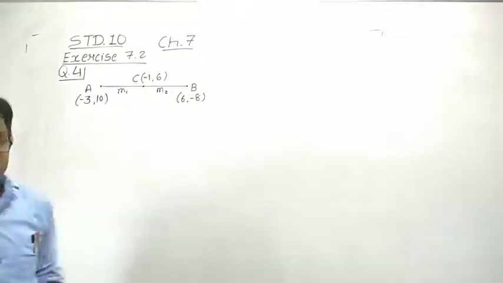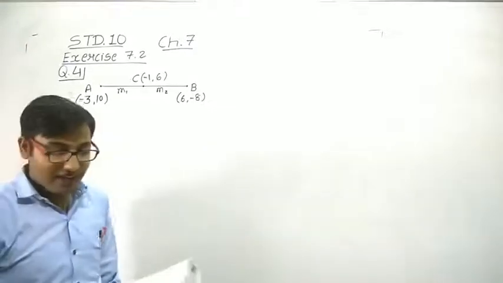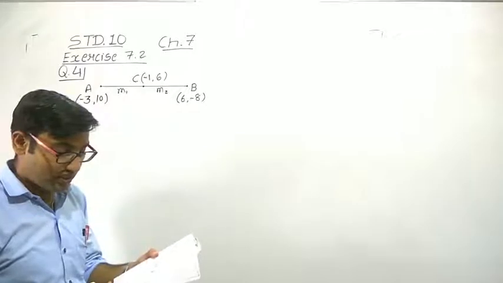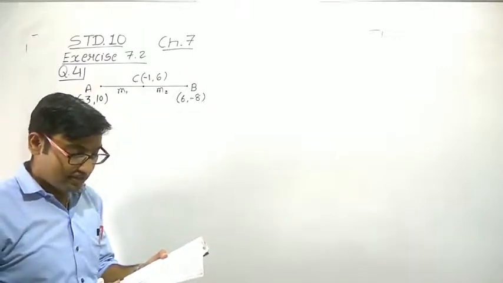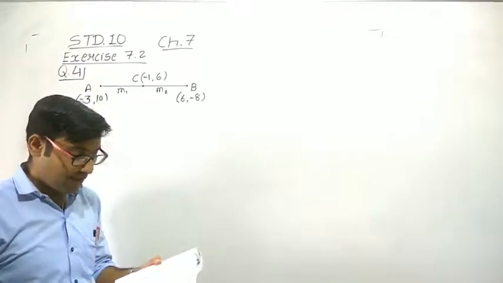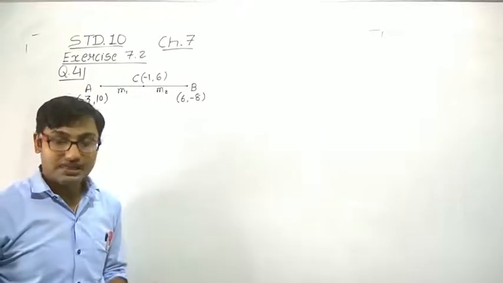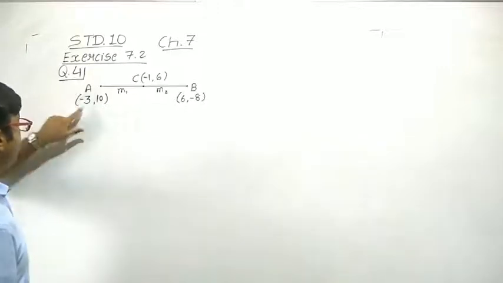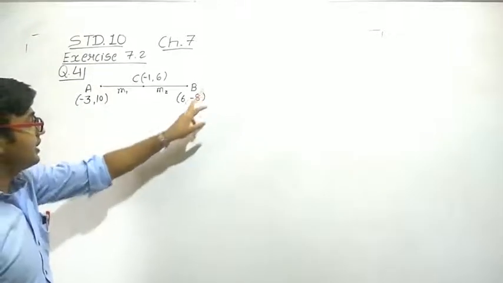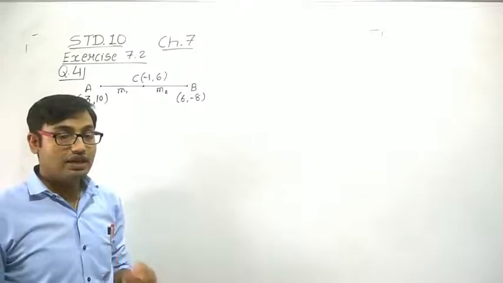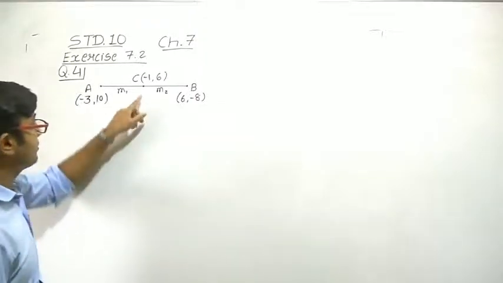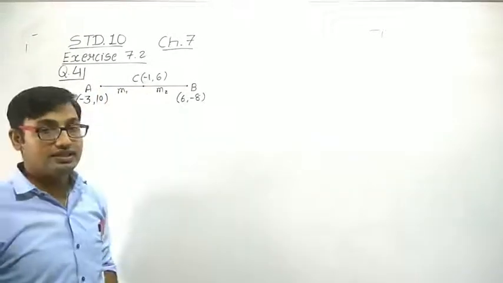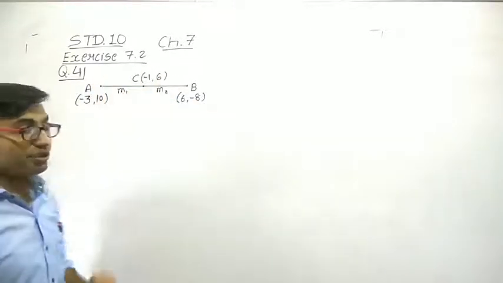So what is the question? The question is: find the ratio in which the line segment joining the points (-3, 10) and (6, -8) is divided by (-1, 6). So let's suppose the two points, one is A (-3, 10) and the second one is B (6, -8). And there is a point which is given. Let's suppose that point is C, and that is (-1, 6). So these are all the coordinates of the points.